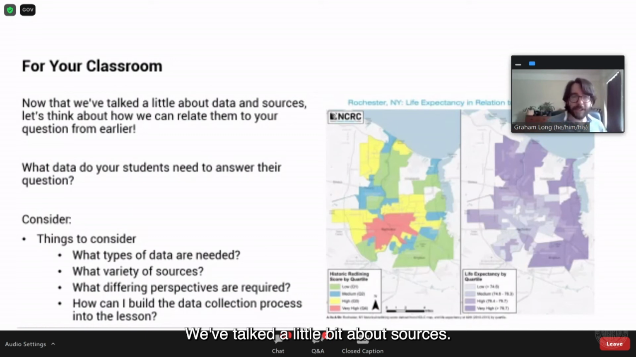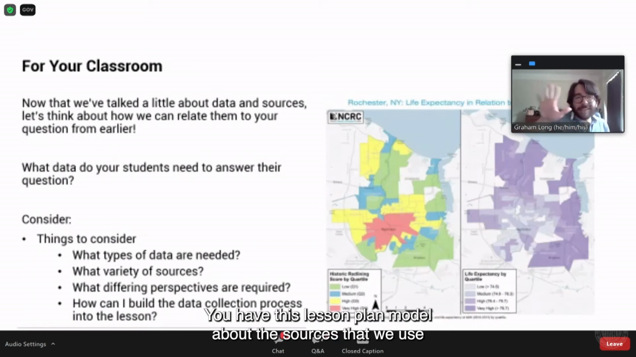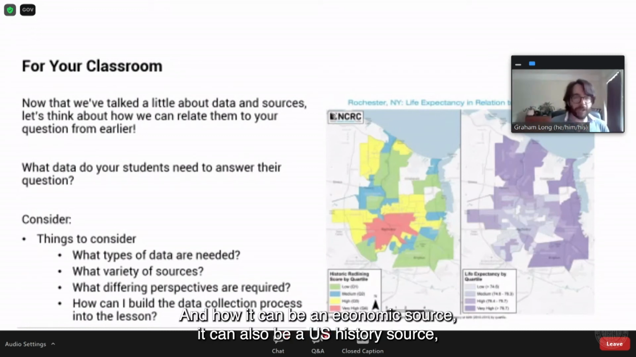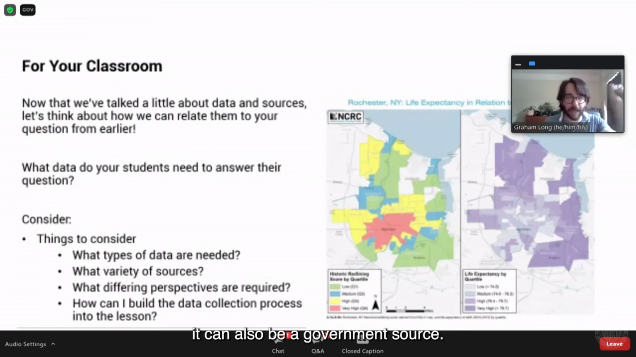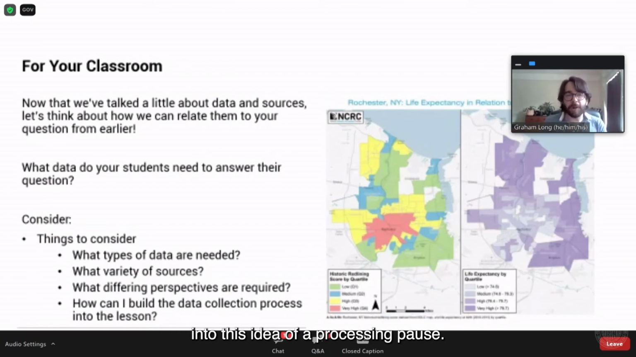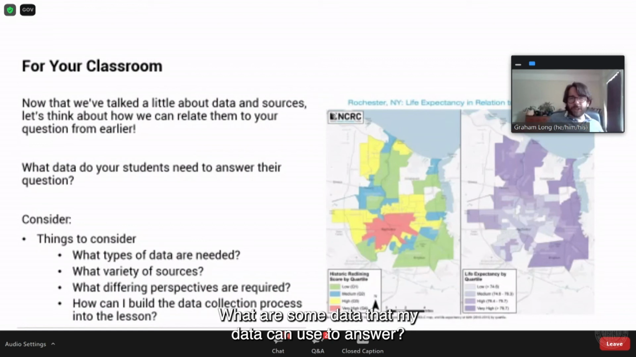We've talked a little bit about sources. You had a model in Dr. Johnson about how she went out and got sources. You have this lesson plan model about the sources that we use and how sources can be interdisciplinary. It can be an economic source. It can also be a US history source. It can also be a government source. I know it might be a little silent and a little awkward, but we're going to lean into this idea of a processing pause. And I want you to think, okay, I've got this kernel of a question. What are some data that my students can use to answer?